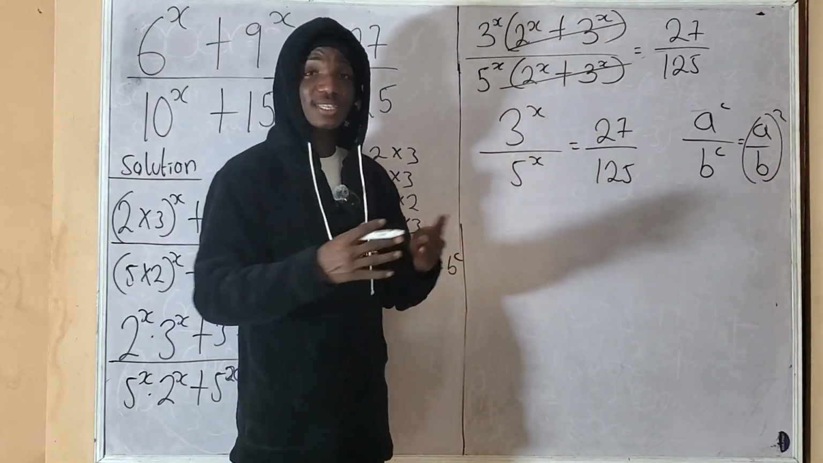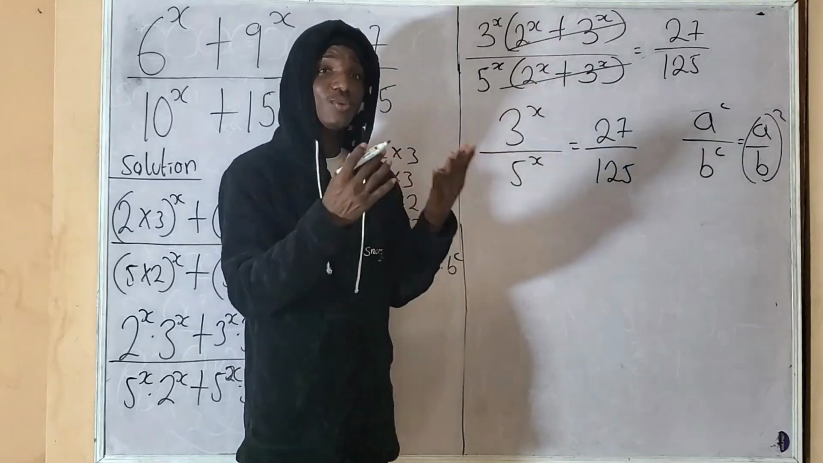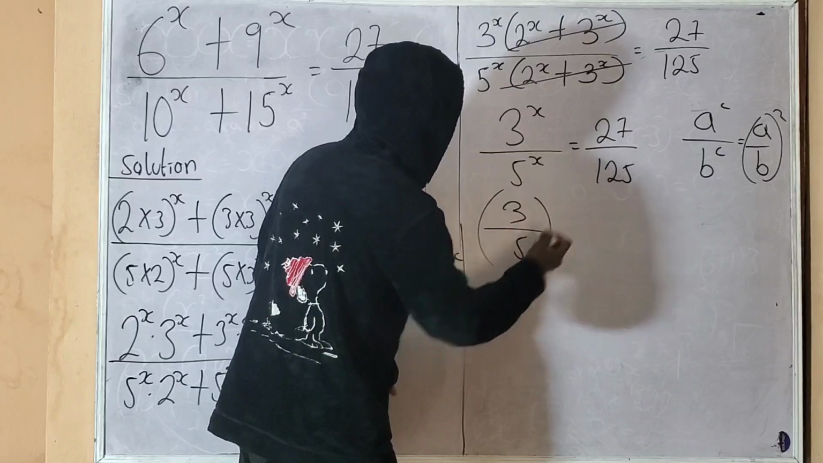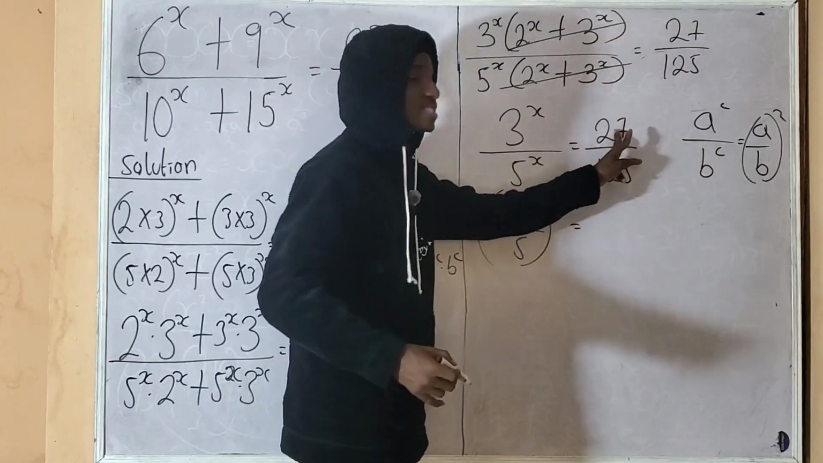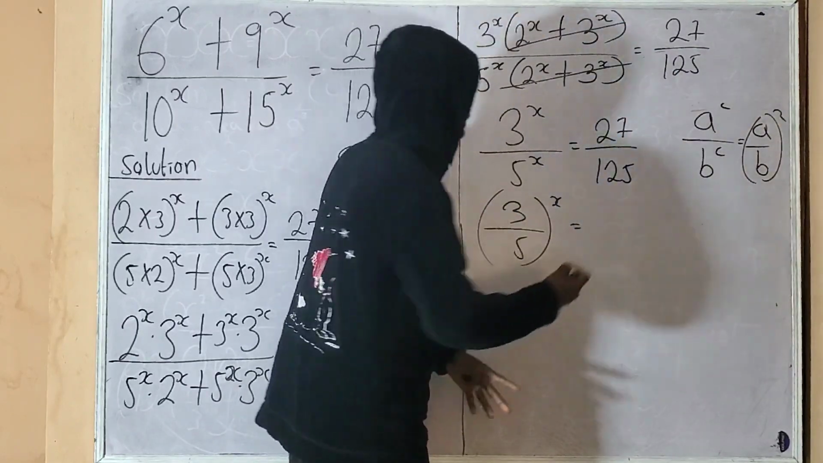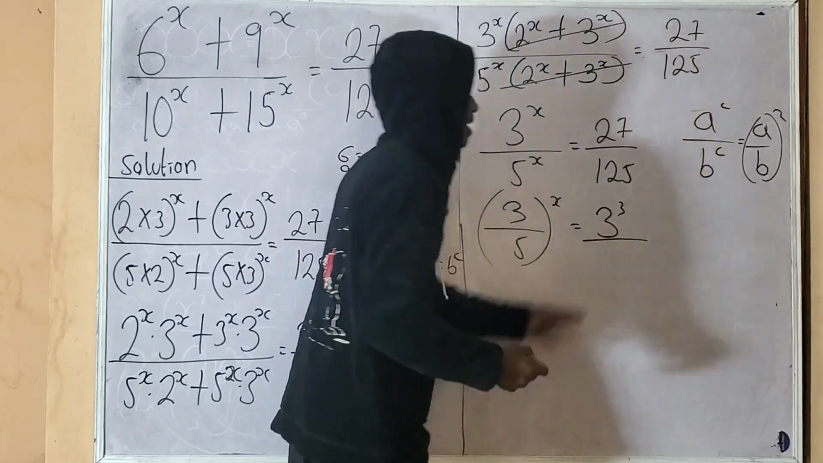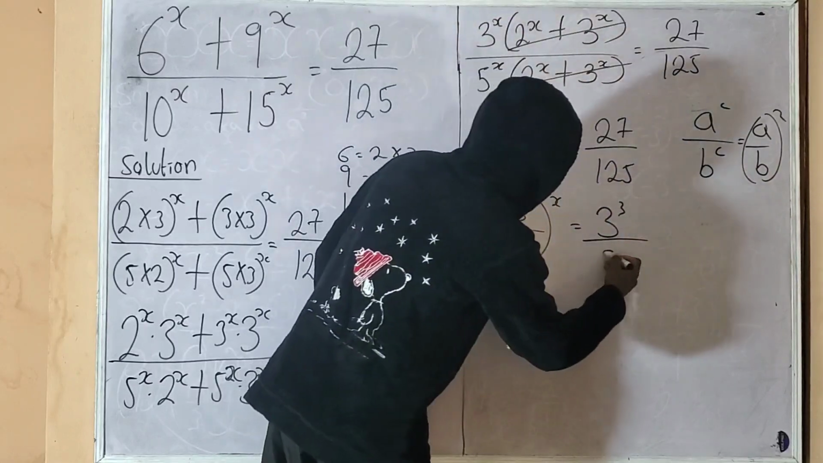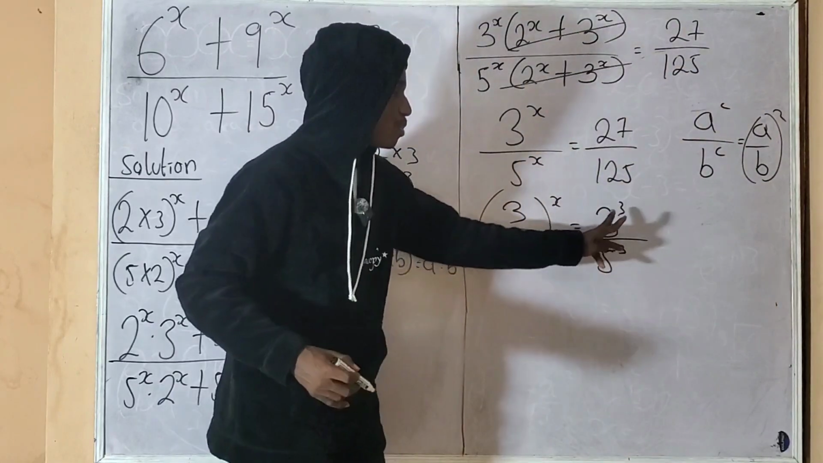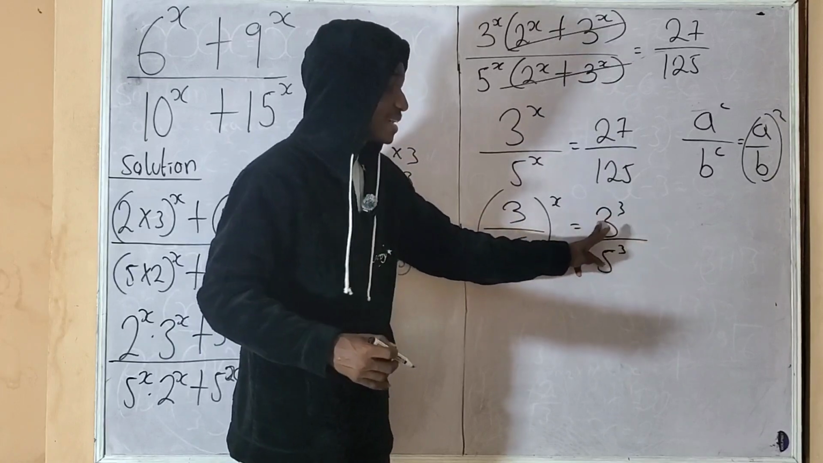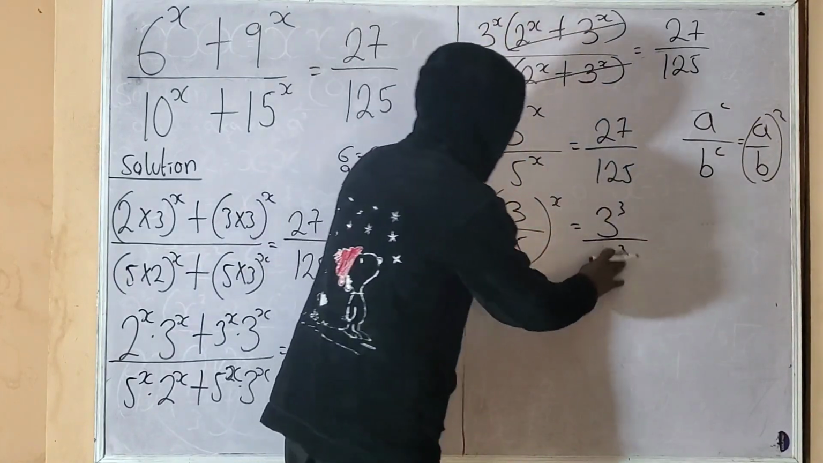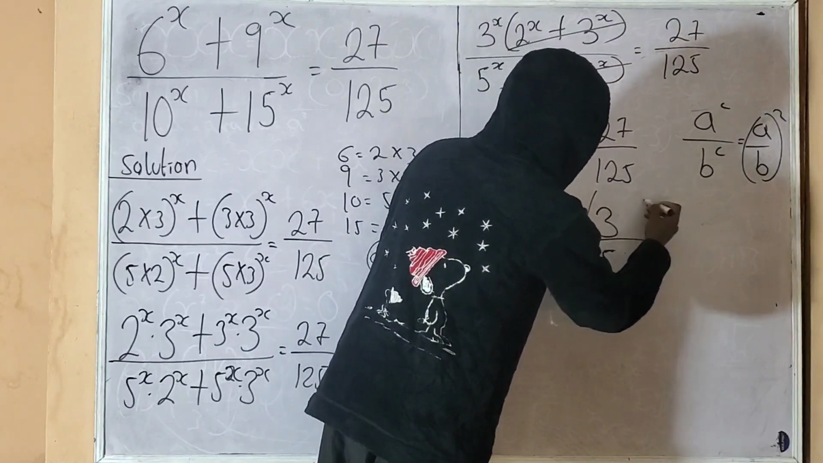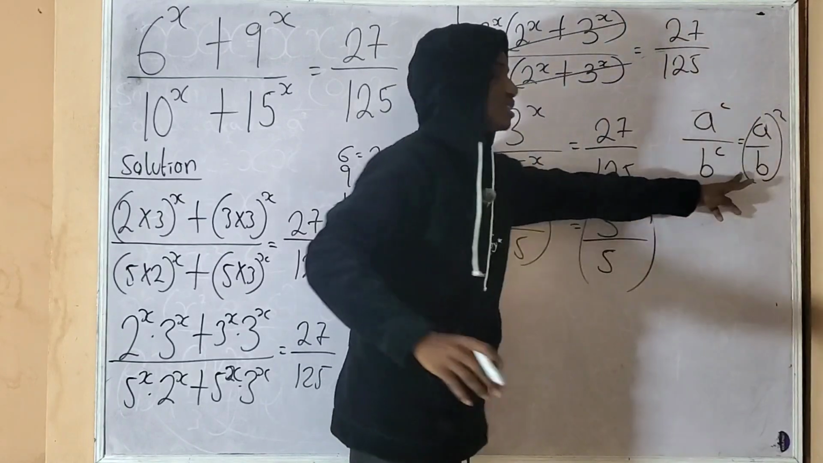Now, if you check the left-hand side of this equation, the exponent of the numerator and the denominator is what? X. So I'm going to have 3 ratio 5 raised to the power of x equals to, now, 27 can be written as what? 3 raised to the power of 3, right? So I'm going to have 3 raised to the power of 3 divided by, now, 125 can be written as 5 raised to the power of 3. So replace it. Now, because both of them have the same exponent, we can rewrite it as this, using this law. You understand?